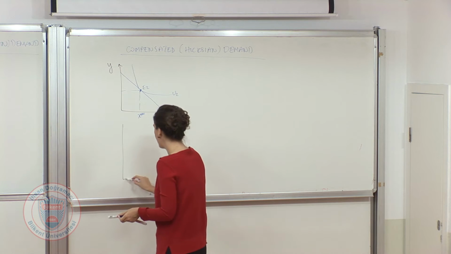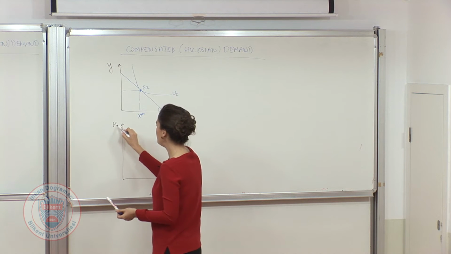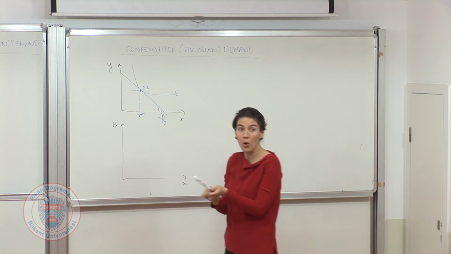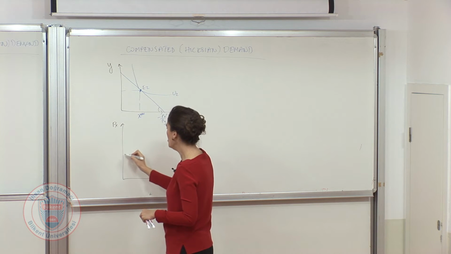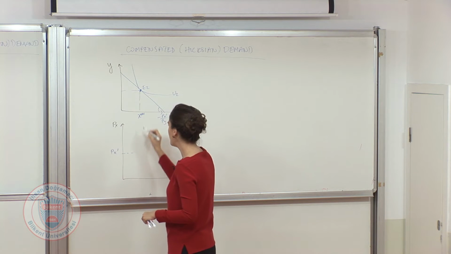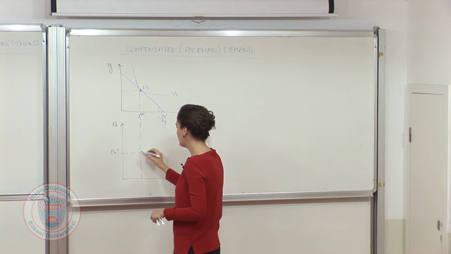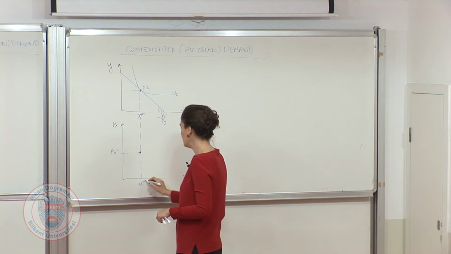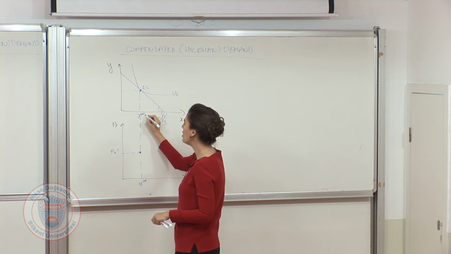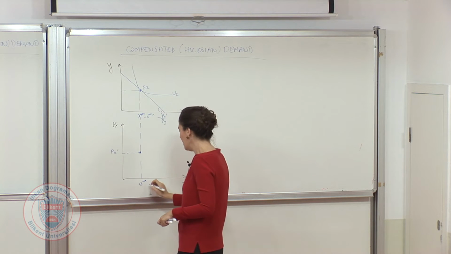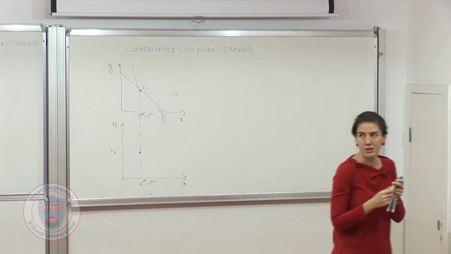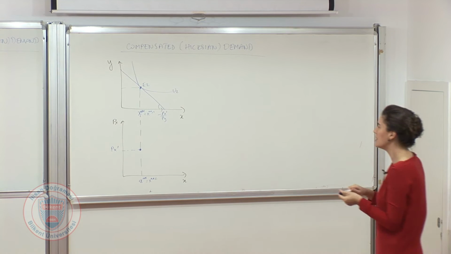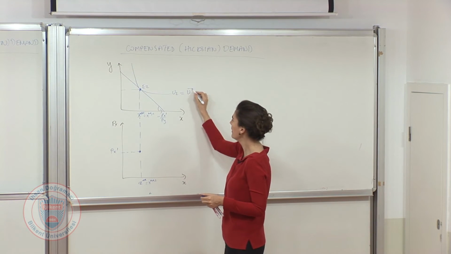Again, I want a relationship between px and x, but I'm holding different things constant here. This is px prime. When it's px prime, we have this x double star. I'm going to call this x double star c, meaning that at this point, suppose this is utility level u bar.